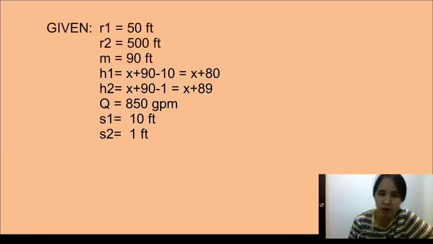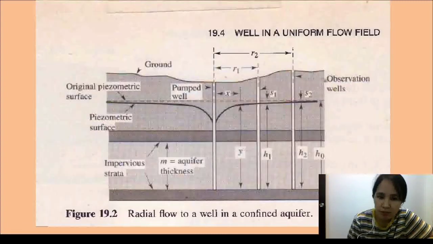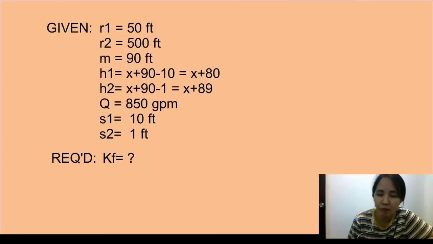So, the givens are R1 50 feet, R2 500 feet, M 90 feet, and H1 and H2, why is there an x? Because our distance there is unknown, so we're just going to label that as x. In order for us to find H1 and H2, x, we subtract our drawdown S1 and S2 plus the 90 distance or thickness of our aquifer.